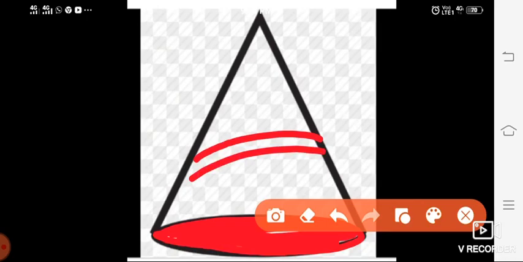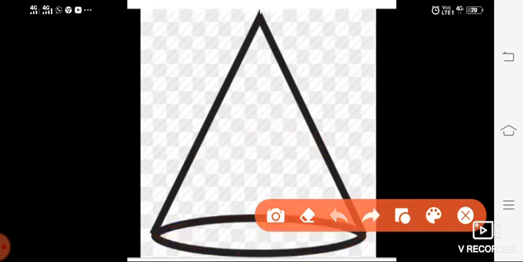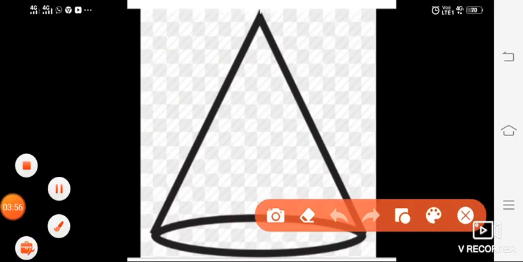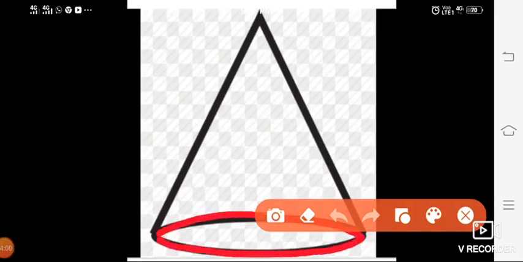Now the number of vertices. Whatever point you can see up, I have shown you in red color, that is the vertex. So a cone has one vertex. Next thing, that is the number of edges. See, whatever I am coloring, that is the edge. And is it circular? Yes, so it has one circular edge.